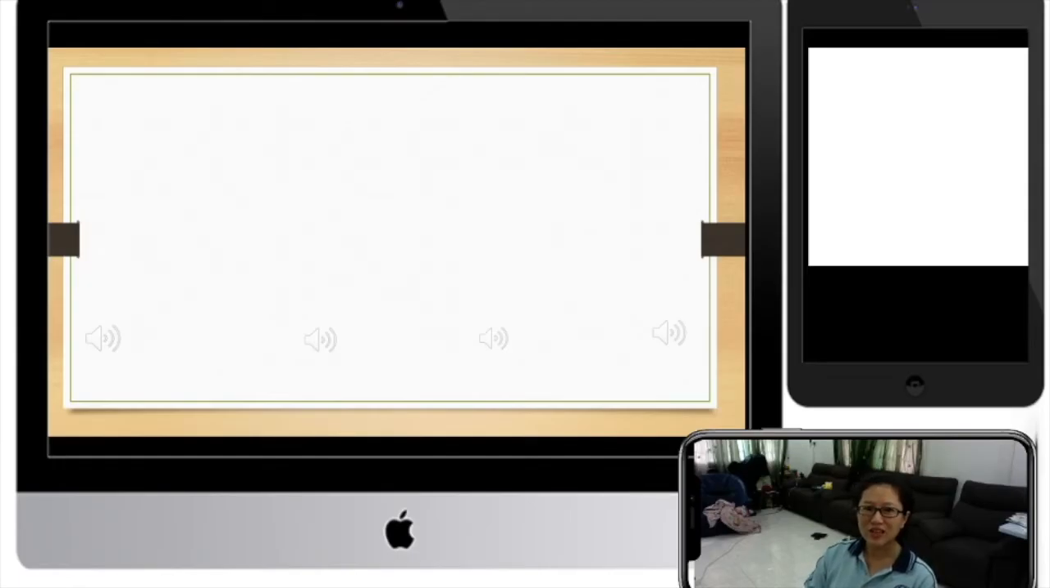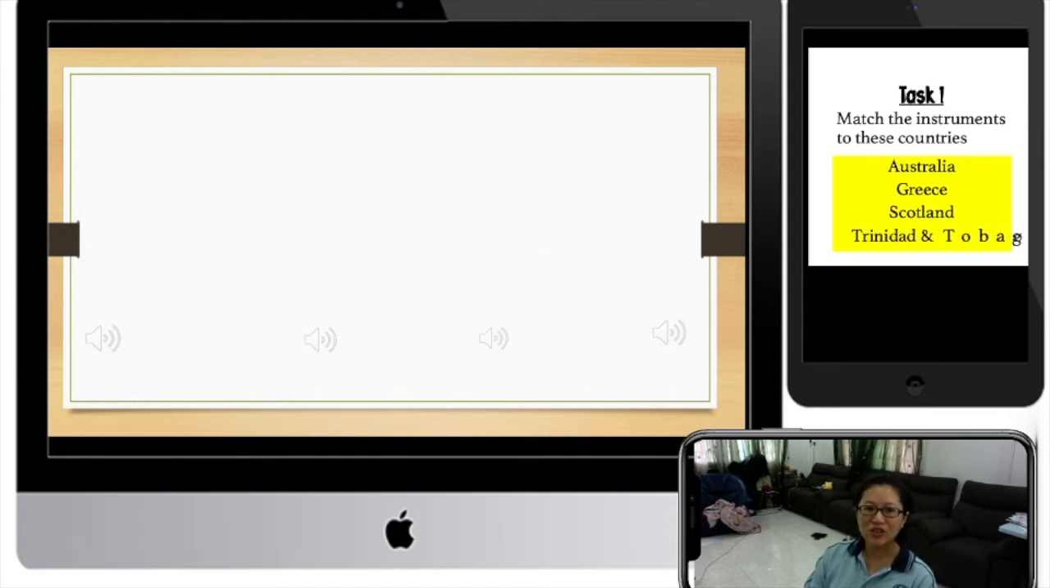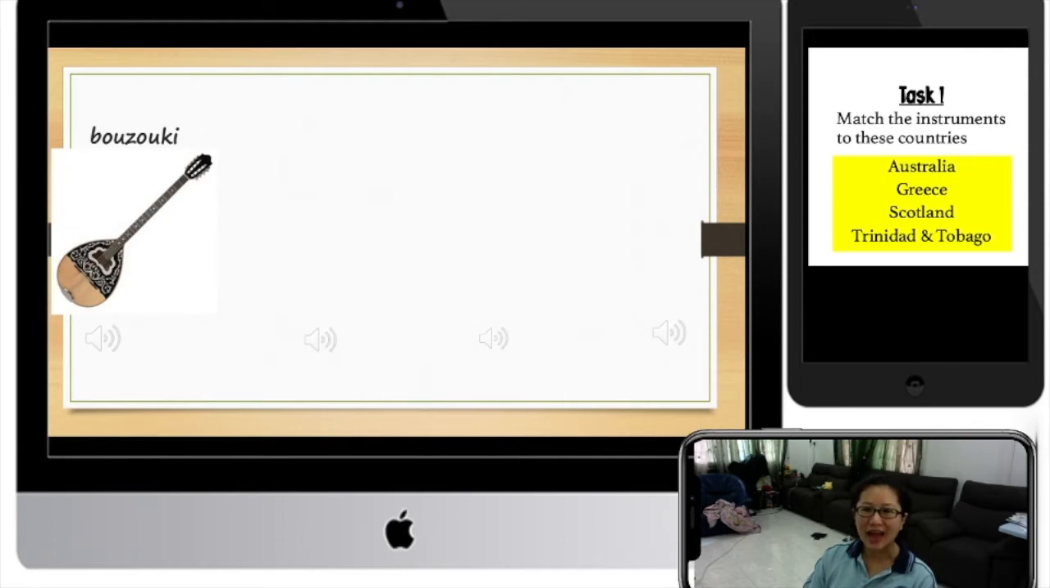Let's look at task 1. Match the instruments to these countries: Australia, Greece, Scotland, Trinidad and Tobago. Bouzouki. This is how bouzouki looks like. How does it sound like?